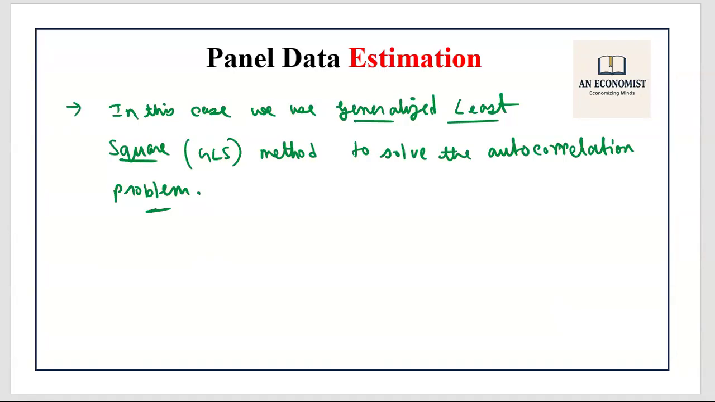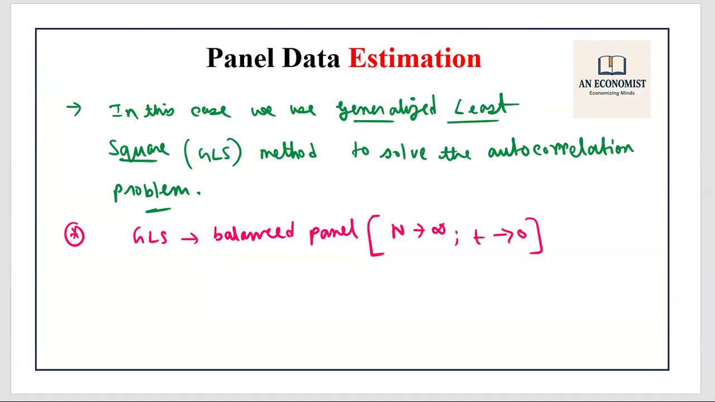For that, firstly, remember one thing: the GLS method is especially helpful for the balanced panel. Remember, I have given you the distinction between the balanced and the unbalanced panel. Usually, GLS is applied when we have the balanced panel, where we have a large number of cross-sectional units, usually helpful when N goes to infinity and T is relatively small. So when the cross-sectional units are very large and the number of time points is small, this GLS method is very useful.